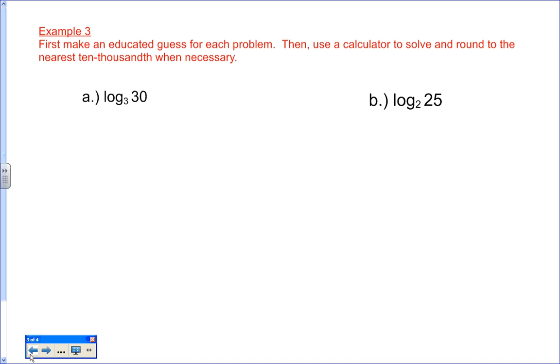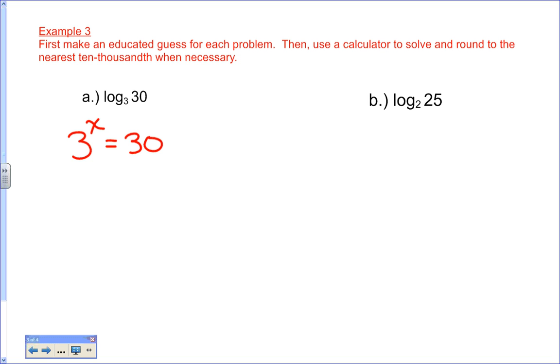So what would we expect this answer to be? Again, that means you have to understand what question's really being asked. And what question's really being asked is 3 to what power would give me 30, right? If we write it in exponential form, that's really what's being asked. And we should be able to get close to what that number is. For example, do you think the number is around 1? I think 1, 1.5, something like that. Is that a good guess?